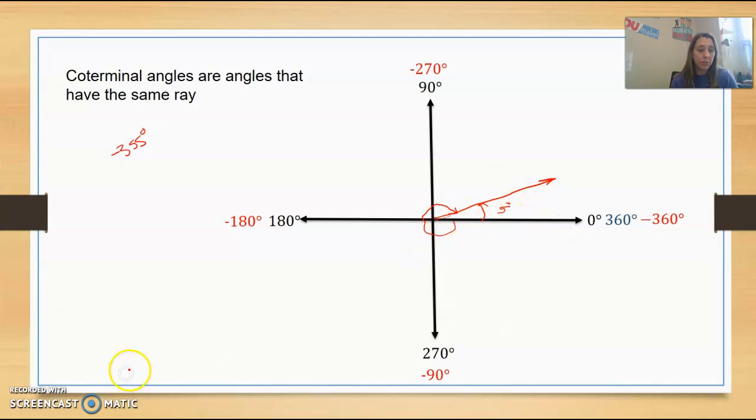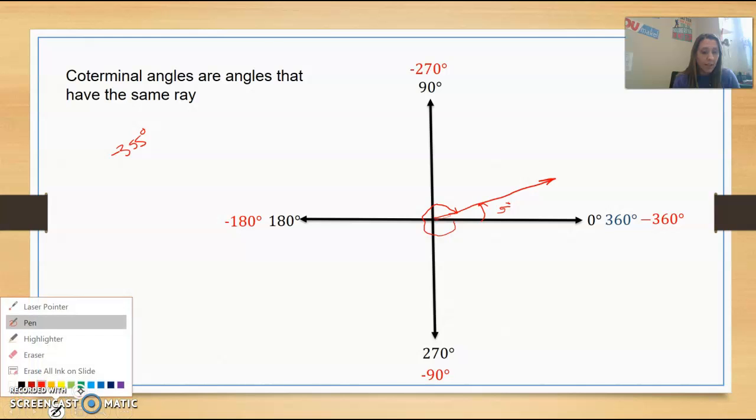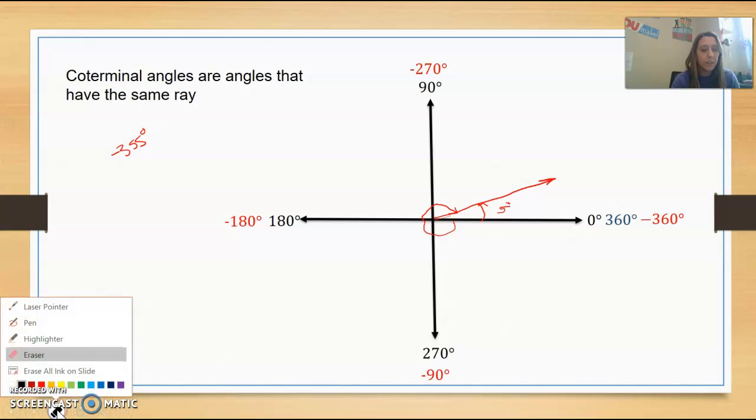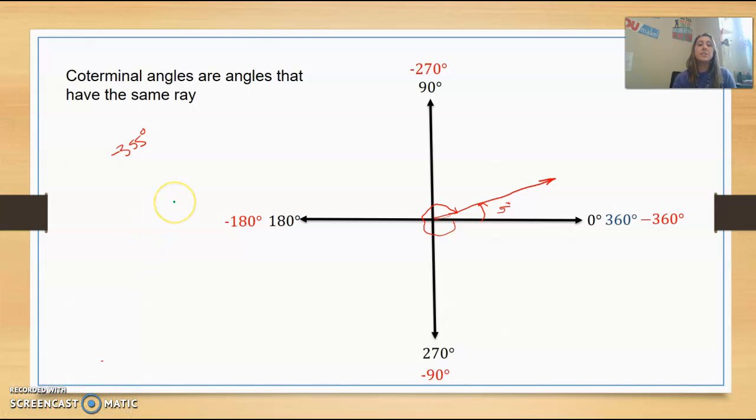I'll do a different color. Let's do another angle that is even larger. Okay, let's see if I can change this color. There we go. Let's do positive 1085 degrees. Okay, so I'm going to start here at the starting point.